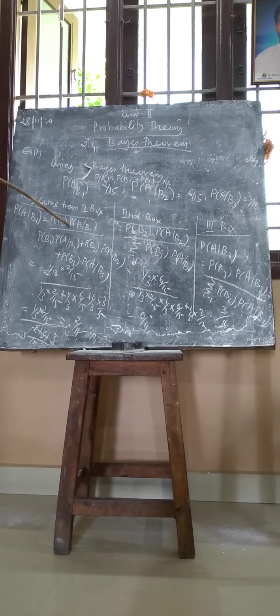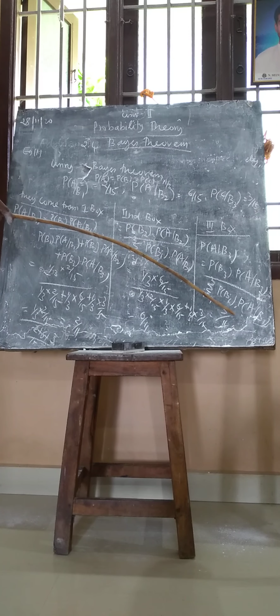Probability of B1 into probability of A given B1, divided by the summation of i equal to 1 to 3 of probability of Bi into probability of A given Bi. So this is the general notation. Here there are only 3 boxes. So for the third box, in the numerator you have the probability of B3 into probability of A given B3. But in the denominator the value is the same.